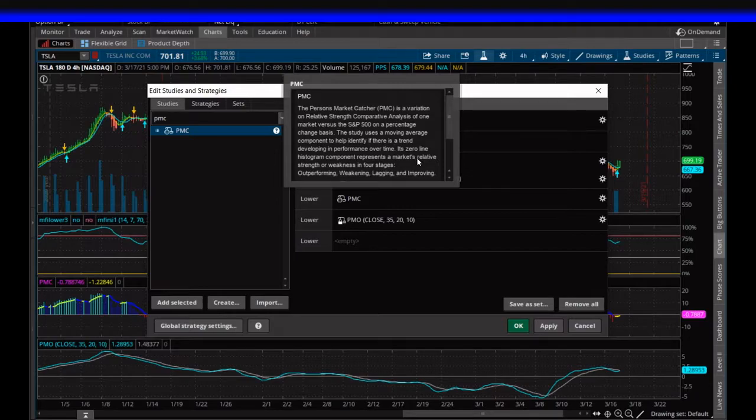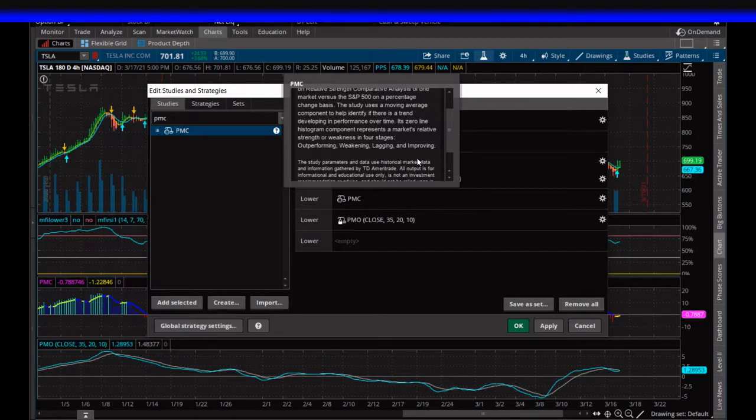Now, we've talked about 4 different stages, but these are the next 4 that we need to address. This is going to be outperforming, weakening, lagging, and improving. Now these are similar to the 4, and we'll get to those.